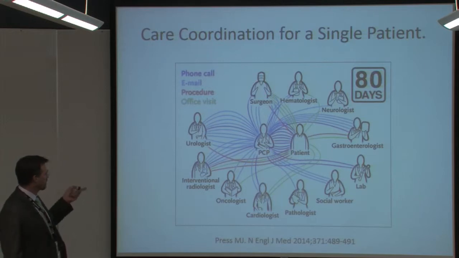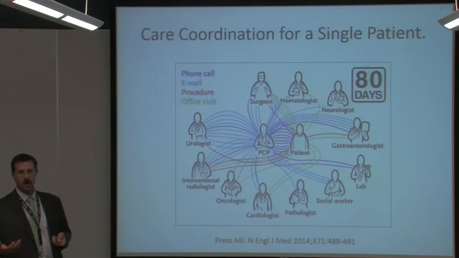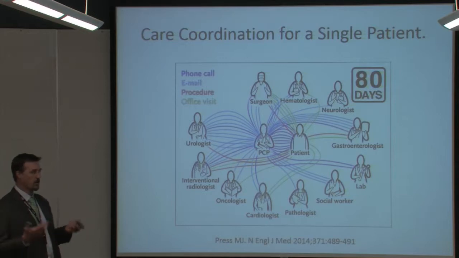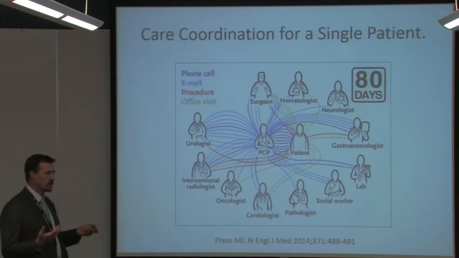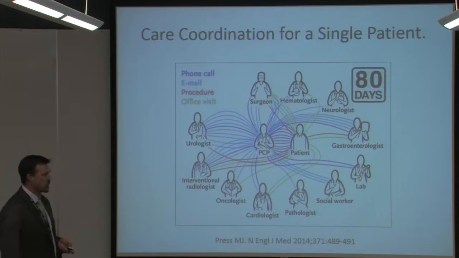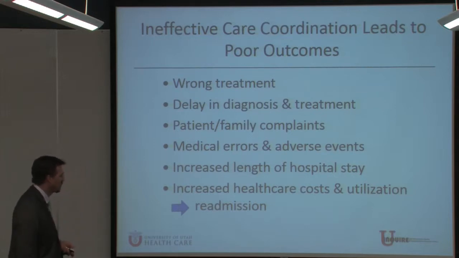That seems fairly simple, but in reality, care coordination is a fairly complex process. This schematic, taken from a recent New England Journal of Medicine commentary, really illustrates this point. For a single patient, over the course of 80 days, this PCP had to coordinate care using phone calls, emails, scheduling procedures, and office visits over 53 times. As you can imagine, for a single patient, this is a lot of work. There's all this information that needs to be communicated between providers, and a lot of times providers just don't have the bandwidth to do that.